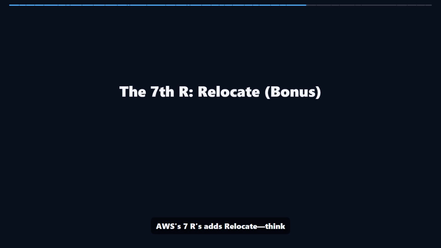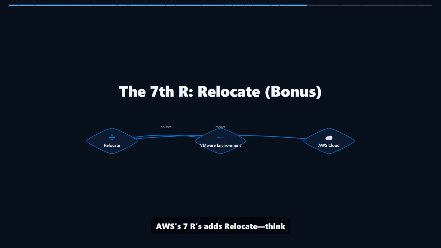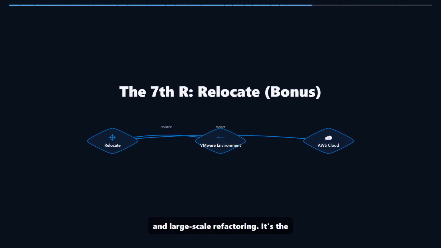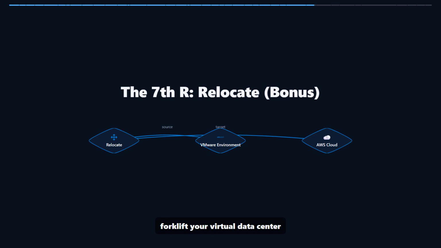AWS's 7 Rs adds Relocate. Think of it as a data center level lift and shift. In some cases, you can move your entire virtualized environment to VMware Cloud on AWS with minimal reconfiguration, avoiding manual IP readdressing and large-scale refactoring. It's the masterstroke for massive estates where replatforming every individual VM would take years. You essentially forklift your virtual data center into the cloud, then modernize at your own pace.